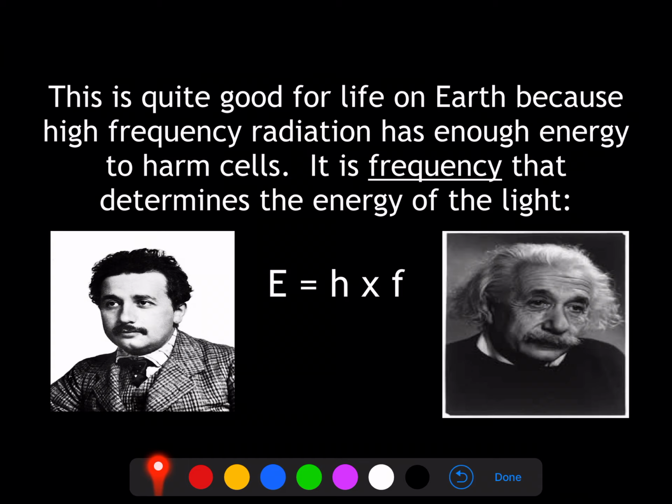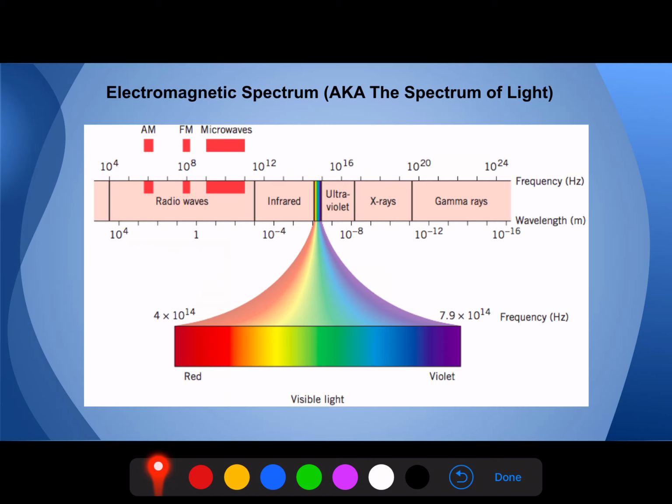And so actually it's probably pretty good that the atmosphere of the Earth blocks out some of this high frequency radiation, because it turns out that energy is proportional to the frequency of light. And that means that the higher the frequency, the higher the energy. And you could imagine that with enough energy, this could be potentially harmful to living cells.